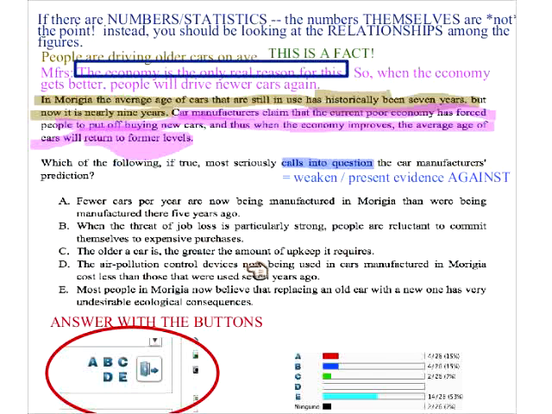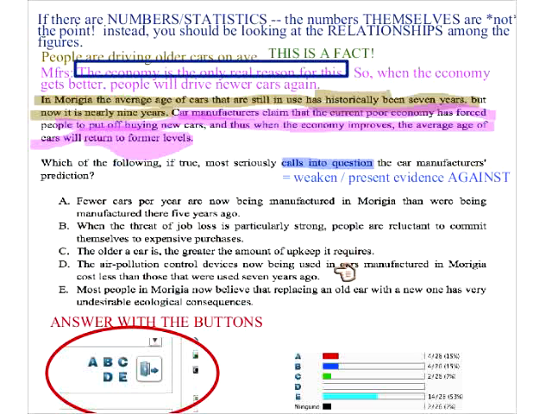So D, though, D is an advantage of newer cars. So, yeah, you need to bring a new fact. Exactly. This is an advantage of cars that are newer. So, if anything, that intensifies... it's not very directly related to anything here, but if anything, it makes this even more significant that people are driving older cars, because new cars are cheaper.